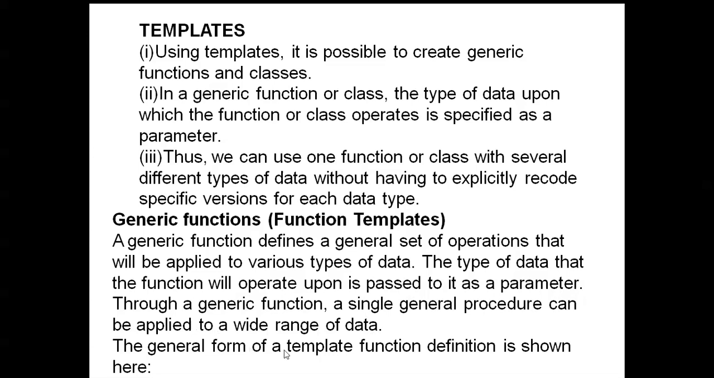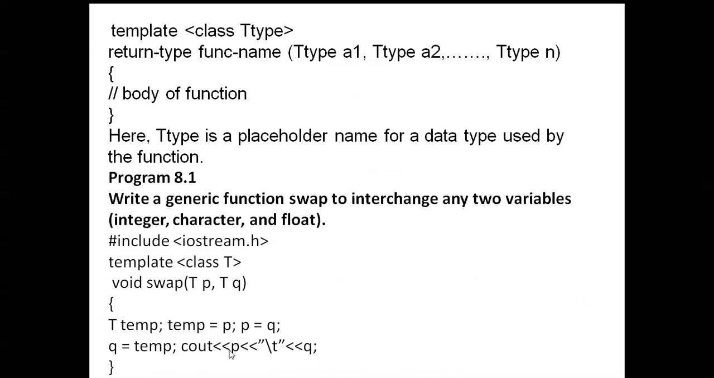The general form of a template function definition is shown here: template <class T>, return type, function name, with parameters T type A1, T type A2, up to T type AN, and then the body of the function. Here T type is a placeholder name for a data type used by the function.